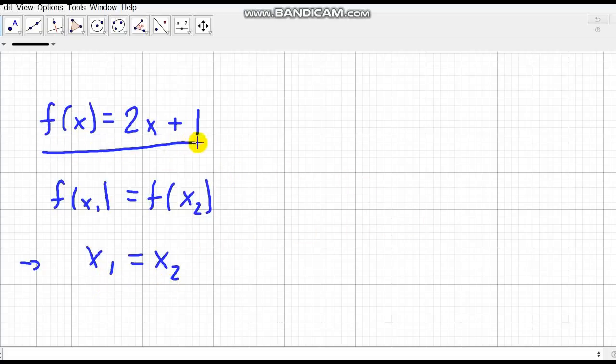We're going to take this function. So f of x sub 1 is equal to f of x sub 2. We're going to take 2x plus 1 but replace x with x sub 1.